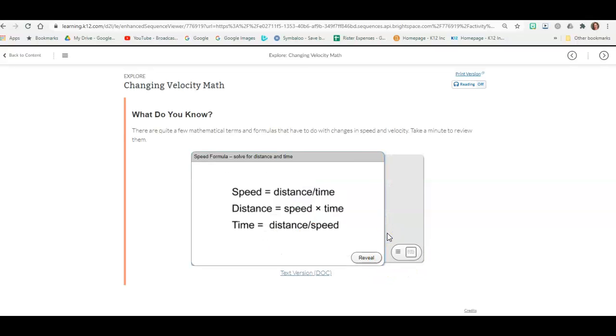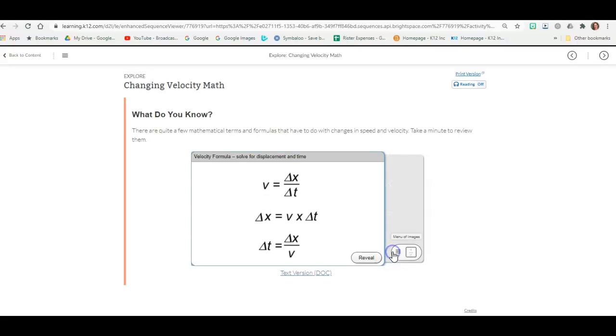Here are your formulas again. If you had to solve for something other than speed, it shows you how to manipulate that formula. So distance equals speed times time. And time, you can find time by dividing the distance over the speed. So you have to kind of think about that mathematically. So that's something good to have in your notes as well.